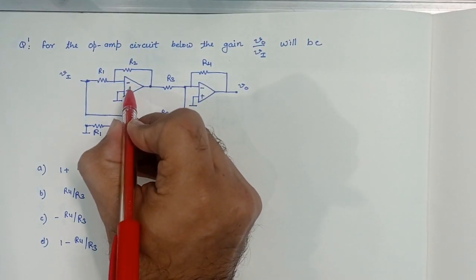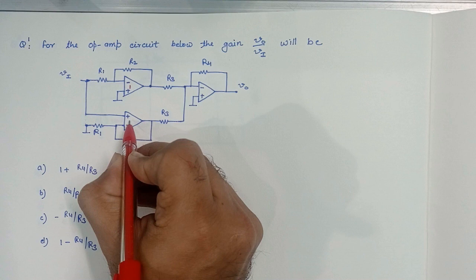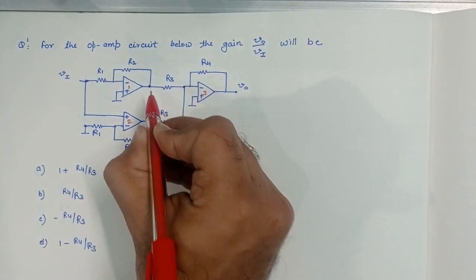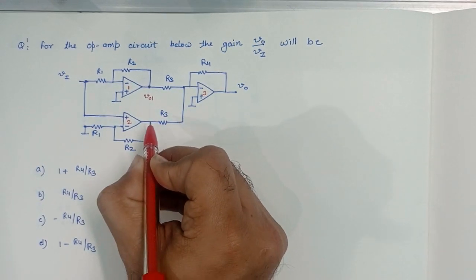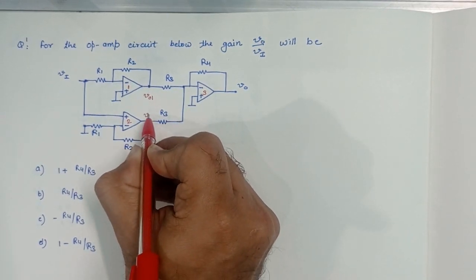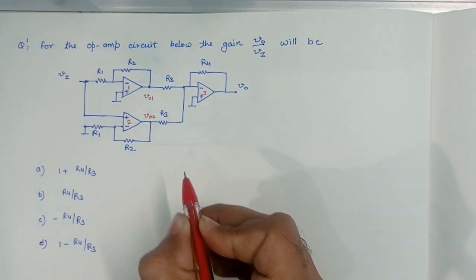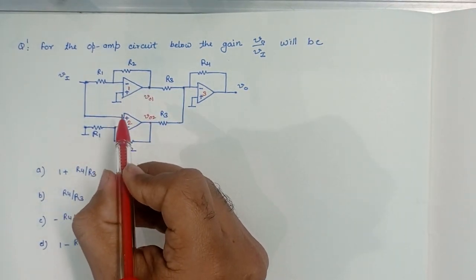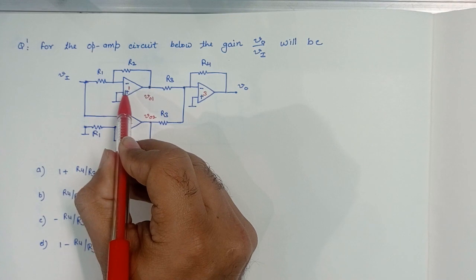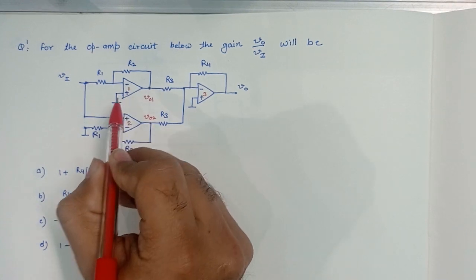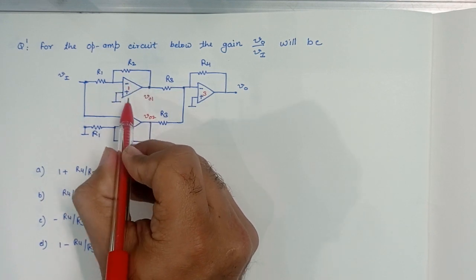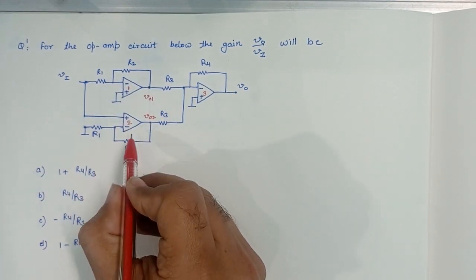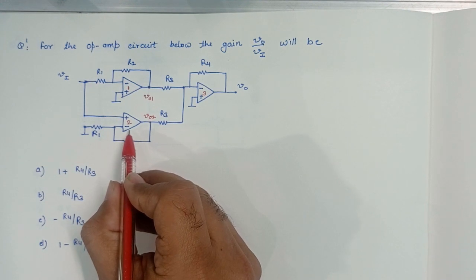So we number the op-amps. This is op-amp number 1, second and third. The voltage at this node, let's assume it is V01. The voltage here, let's assume V02. Here the op-amp is in inverting feedback configuration. Here the op-amp is in non-inverting feedback configuration.